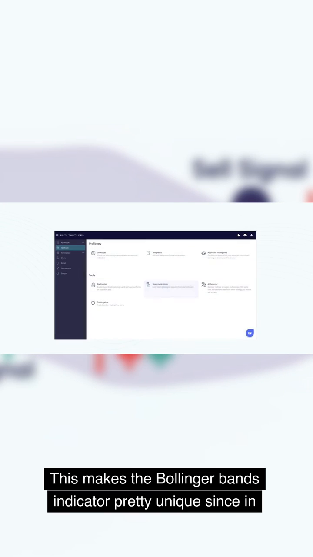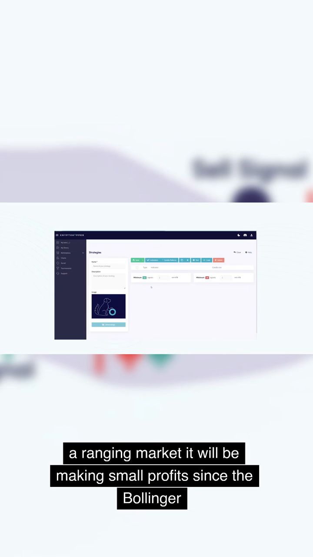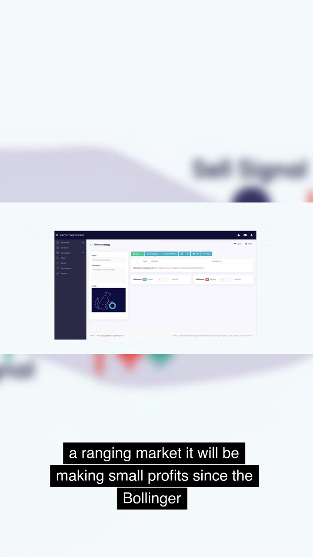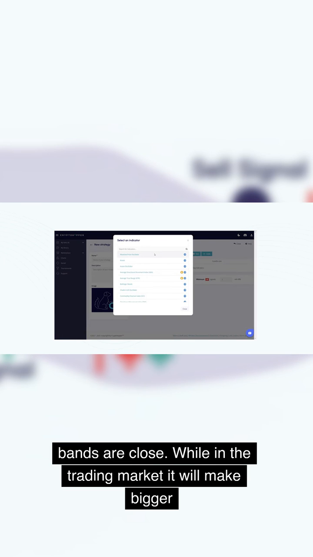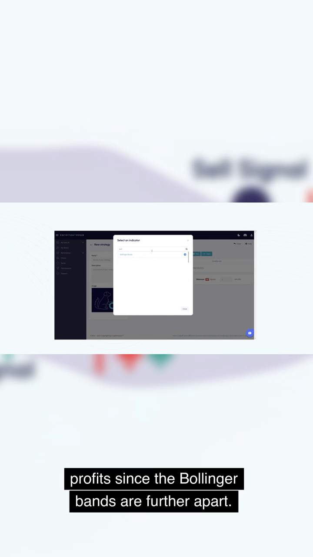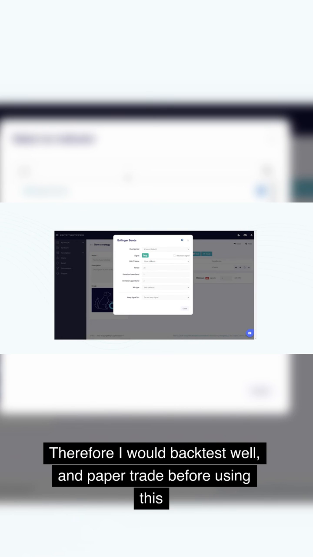This makes the Bollinger Bands indicator pretty unique, since in a ranging market it will be making small profits since the Bollinger Bands are close, while in the trending market it will make bigger profits since the Bollinger Bands are further apart. Generally, I found the Bollinger Bands to work best on the hourly chart, but I found the performance to vary greatly from coin to coin. Therefore, I would backtest well and paper trade before using this indicator with real funds.